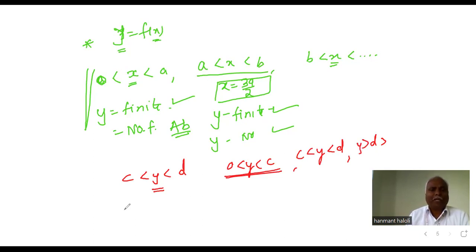Then again, put the value of y in the equation. If x gets a finite value, then the curve is existing, and if you get an infinite value, meaning no finite value, you say that no curve, the curve is absent between this one. Okay, now this is a simple concept to identify whether the curve is absent or present.